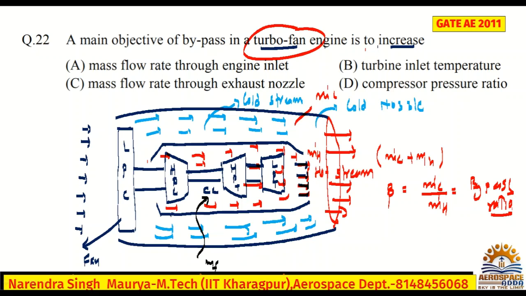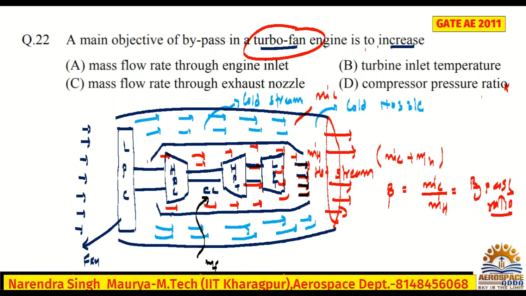All right. So what is the objective? To increase mass flow rate through the engine inlet? No, that is not the objective of a turbofan. Turbine inlet temperature? No. Mass flow rate through the exhaust nozzle? Compressor pressure ratio? Definitely it is not. Why? Because the objective of a turbofan is to divide the stream into two parts, bypassing air into hot and cold nozzles.